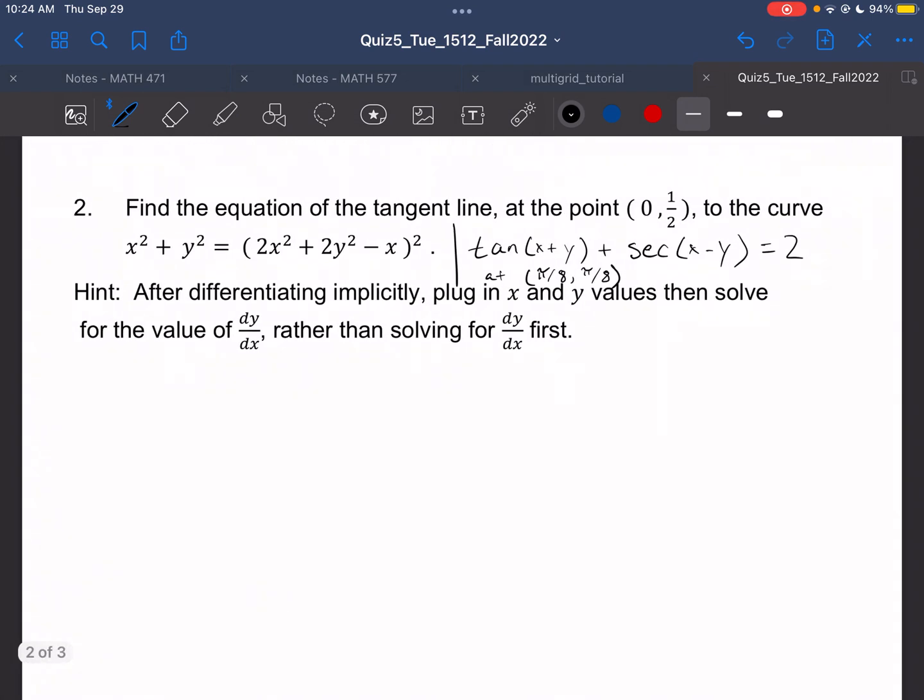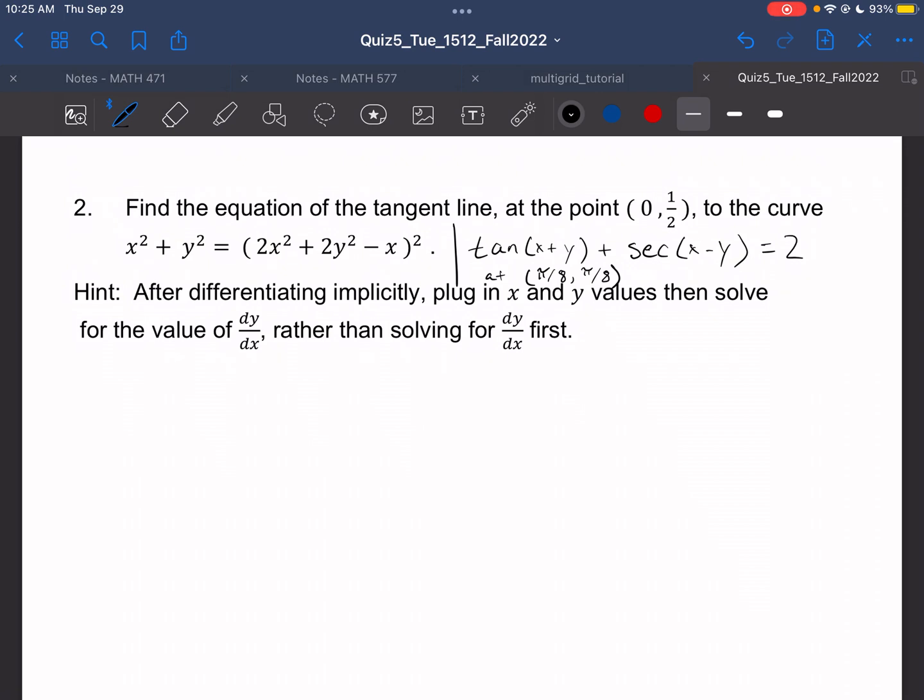So now for problem 2, two different problems for the quizzes, but the same type of problem. It wants you to find the equation of the tangent line at the point to the curve, or find the slope at the point on the curve. So the Thursday quiz wanted you just to find the slope. The Tuesday quiz wanted you to find the equation of the tangent line. So the hint is important because it makes your life a lot easier.